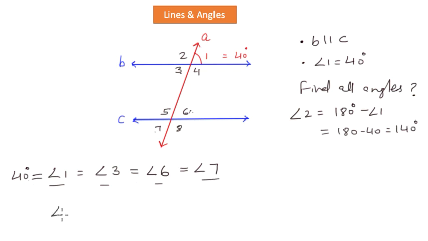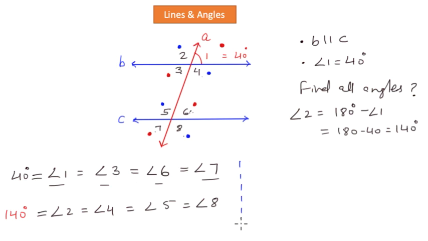Okay, now angle 2, we know that it is equal to 140 degree, right? So angle 2 is equal to what? Angle 4, vertically opposite, right? Simple enough. Angle 4 is equal to angle 5 because these two angles are alternate interior angles. And angle 5 is equal to angle 8, correct? Because of what? Because they are vertically opposite angles. And there you go. There is your result. So this is the application of your knowledge on alternate interior angles or vertically opposite angles or corresponding angles.